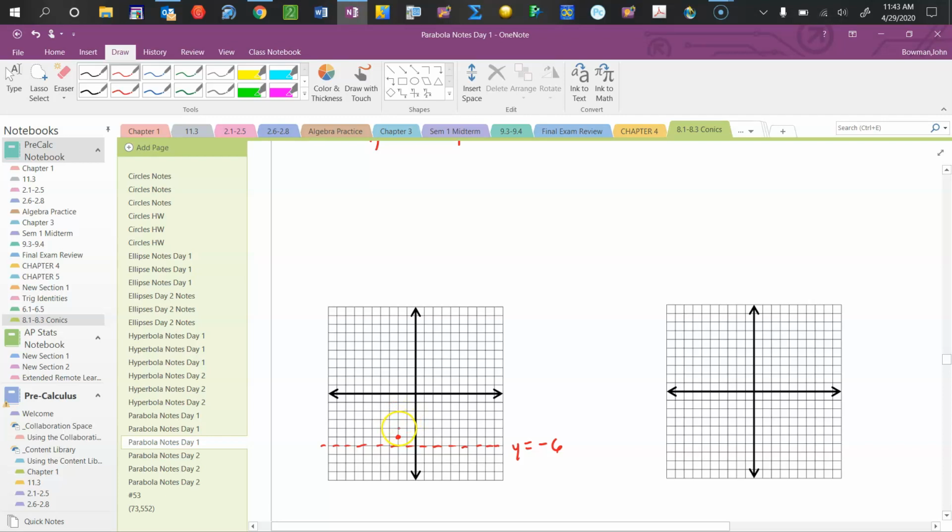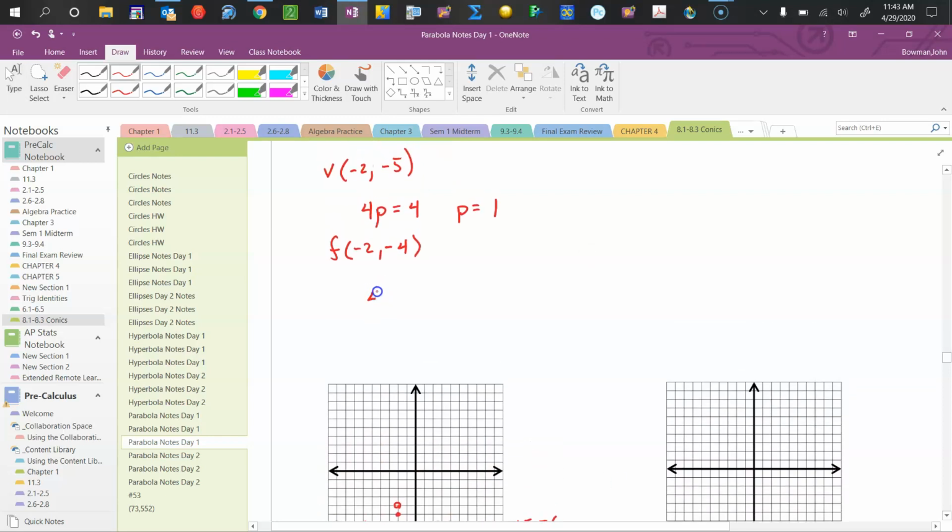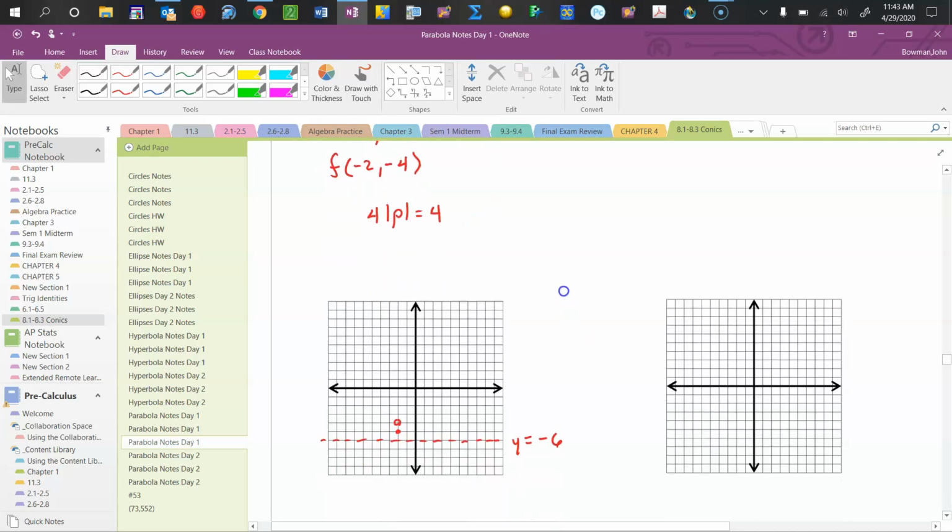The focus is going to be 1 unit above the vertex, so the coordinates of the focus are going to be (-2, -4). And the focal width, 4 times the absolute value of p, is equal to 4. So we go up to the focus and we go 2 units in each direction, and we have those points on the parabola, and we can accurately draw our parabola like that.